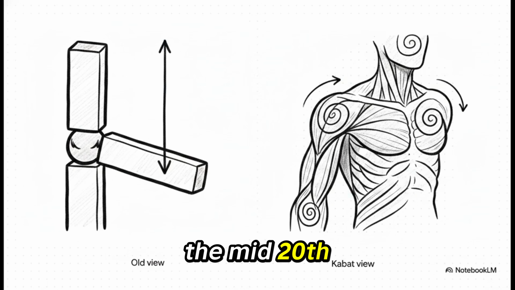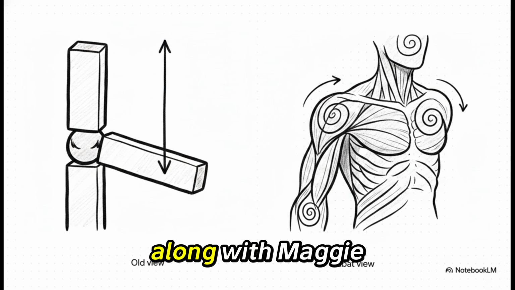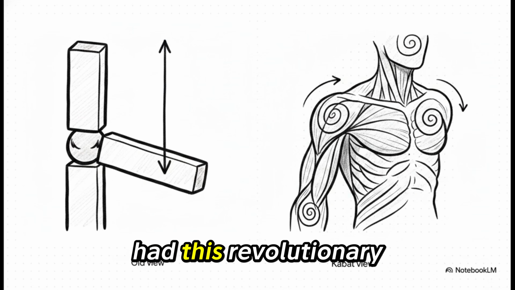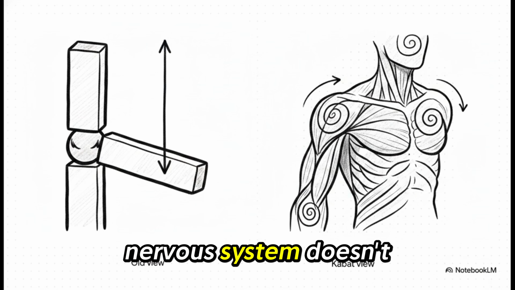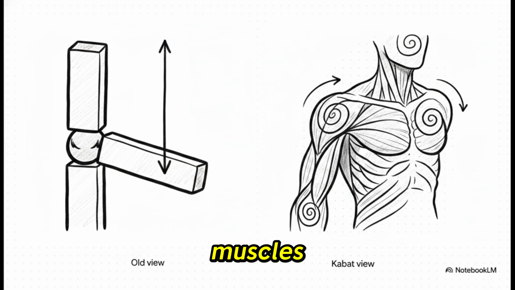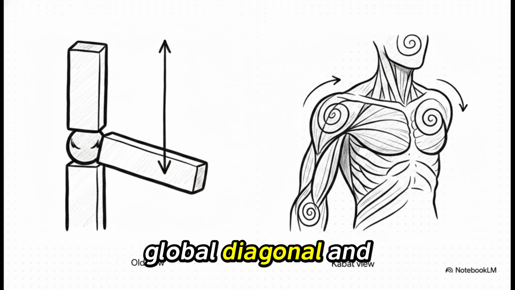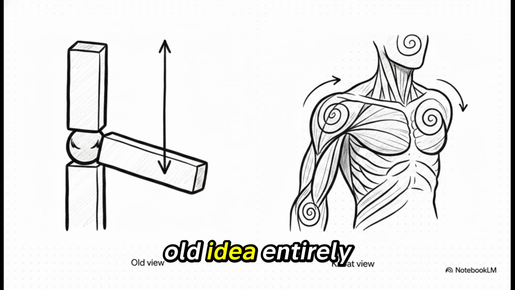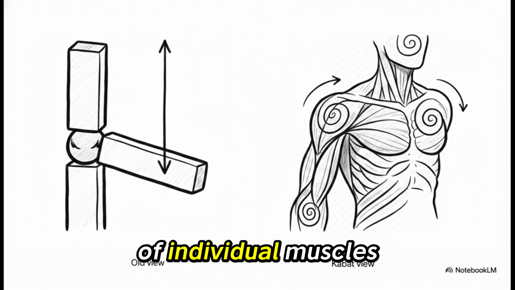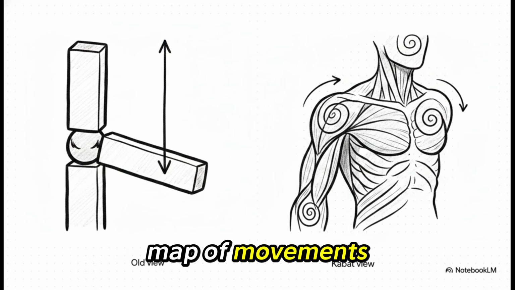But back in the mid-20th century, Dr. Herman Cobbett, along with Maggie Knott and Dorothy Voss, had this revolutionary clinical intuition. The Cobbett view argued that the nervous system doesn't think in isolated muscles. Instead, it controls global, diagonal, and spiral multi-joint patterns. Actually, scratch the old idea entirely. The brain doesn't have a map of individual muscles. It has a map of movements.